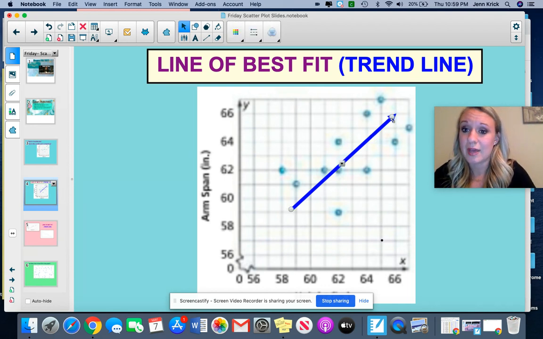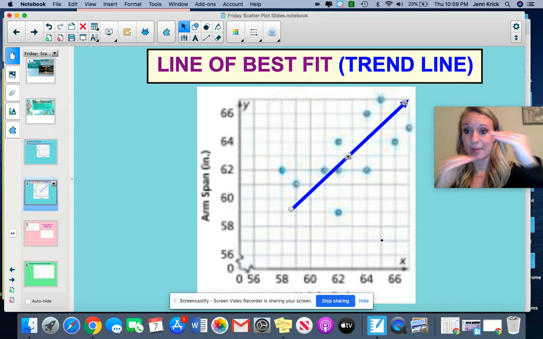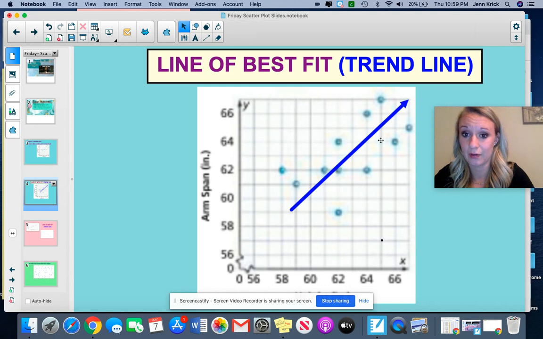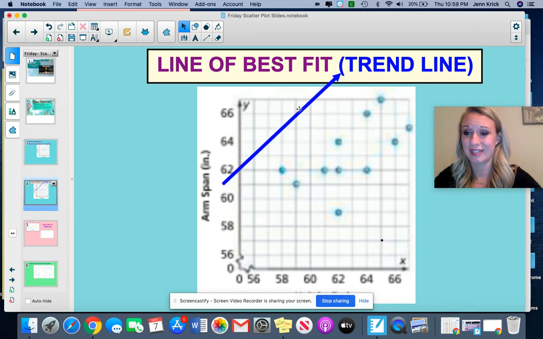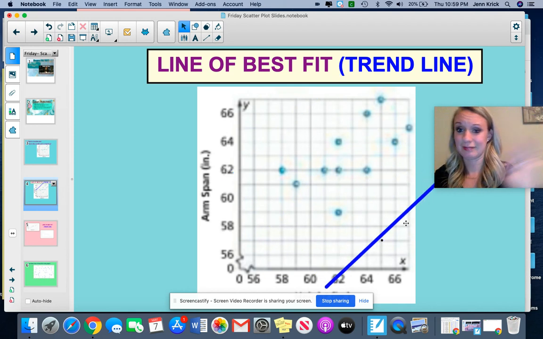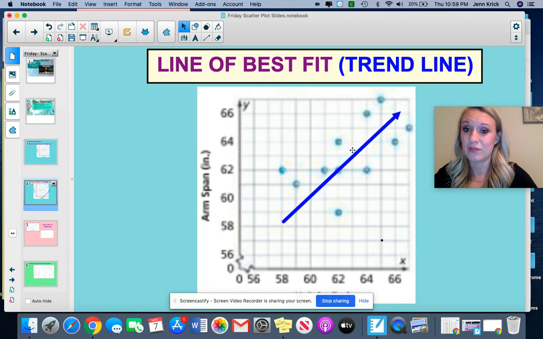Your line of best fit has to be in the middle of your data points. That means that about half of them are on top of the line and half are below. This would not be a good line of best fit. It's not even in your data set. But if you draw one right in the middle of all your points, that is great. That's your line of best fit. It fits right in the middle of all of your points.